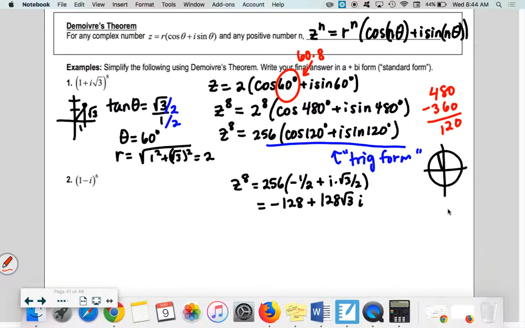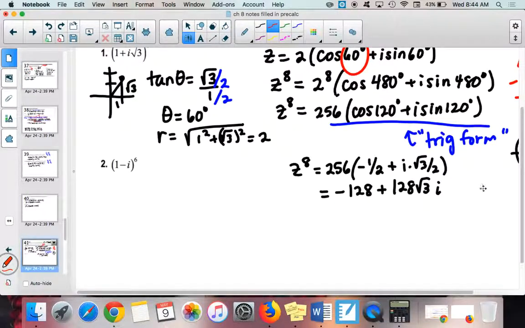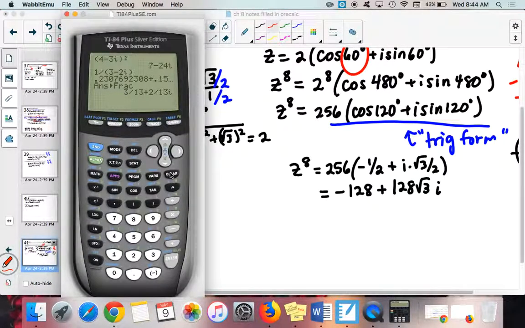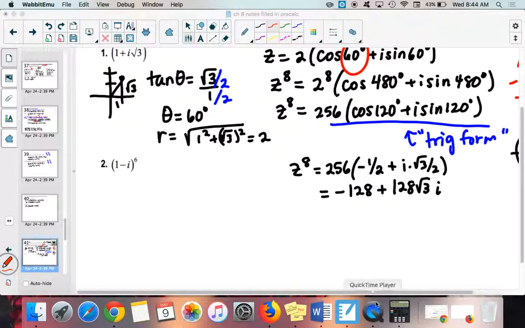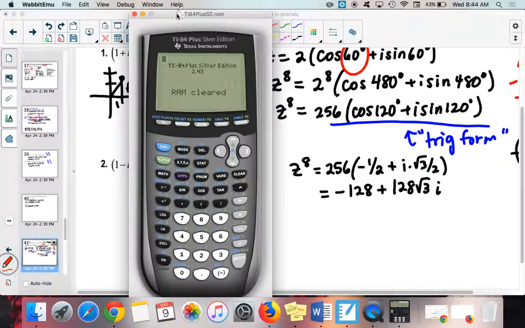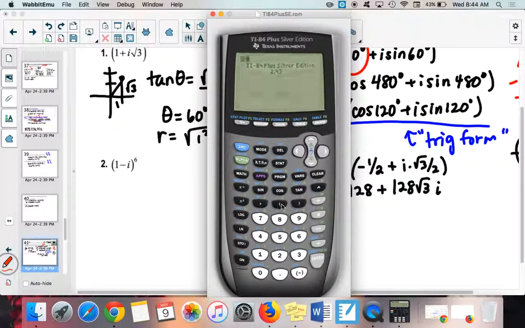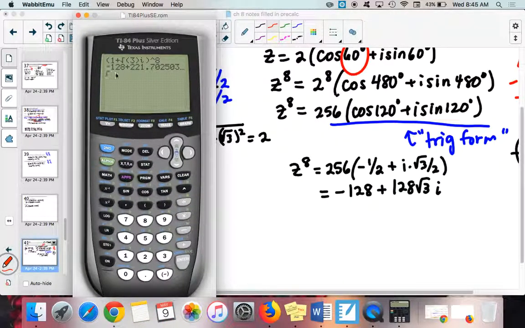You can check on your calculator, but what's kind of weird is I can't use my calculator for this because I have this 128 root 3, right? But if I had it in this a plus bi form, I did 1 plus root 3i. My calculator freezes up sometimes, so it takes a sec. So if I have my square root of 3, and then I have my I, and I at least want to check that this is right, and I raise it to the 8, I get all of that. At least I can see that negative 128 number. Do you guys see it?